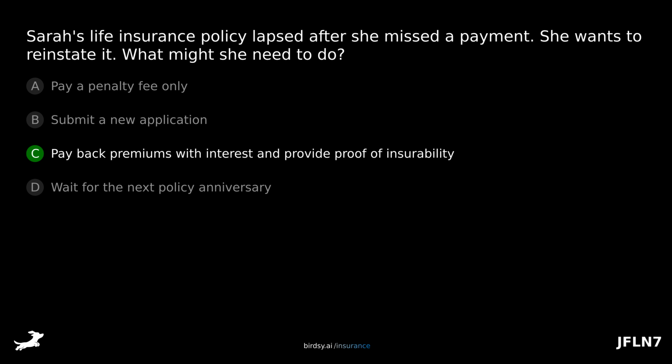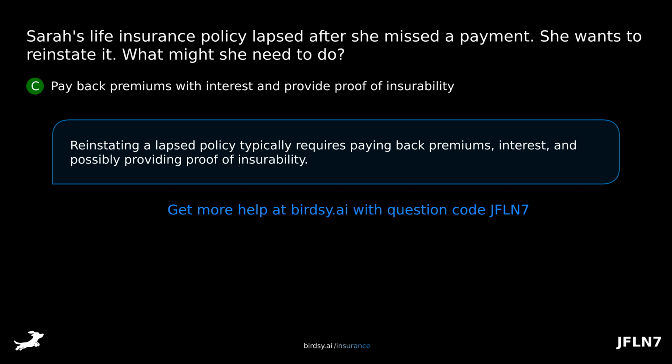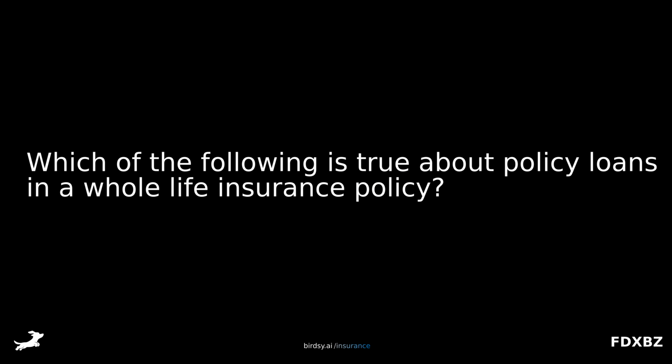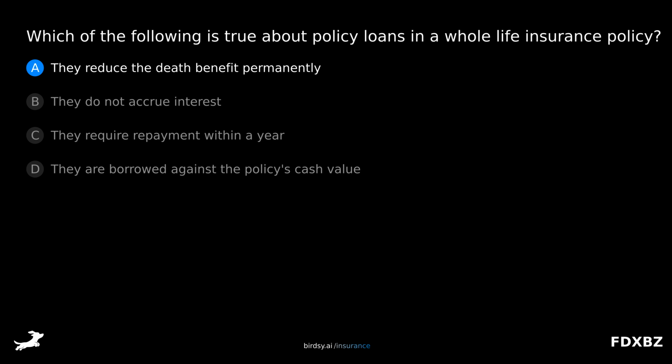The answer is C, pay back premiums with interest and provide proof of insurability. Reinstating a lapsed policy typically requires paying back premiums, interest, and possibly providing proof of insurability. Which of the following is true about policy loans in a whole life insurance policy? Is it A, they reduce the death benefit permanently?